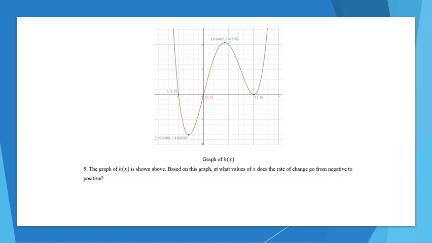5. The graph of h of x is shown above. Based on this graph, at what values of x does the rate of change go from negative to positive?